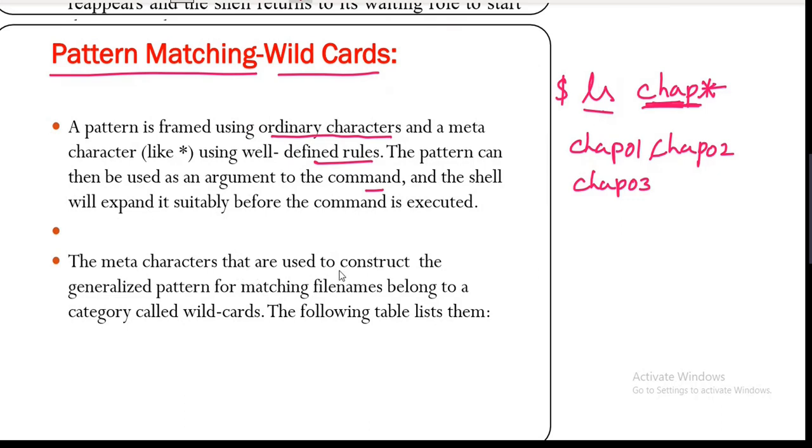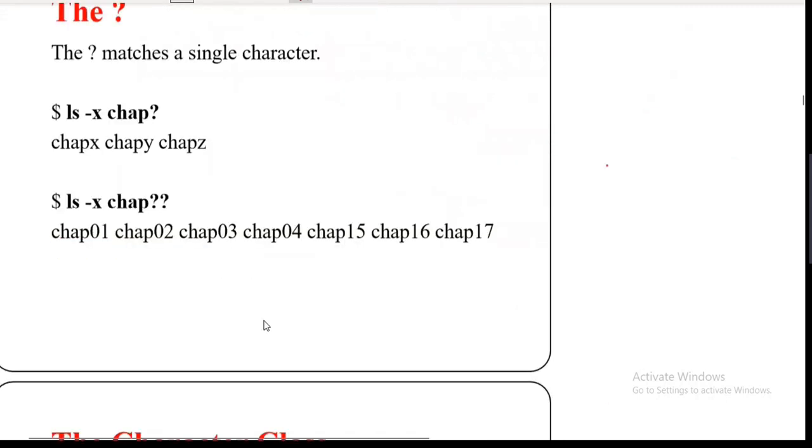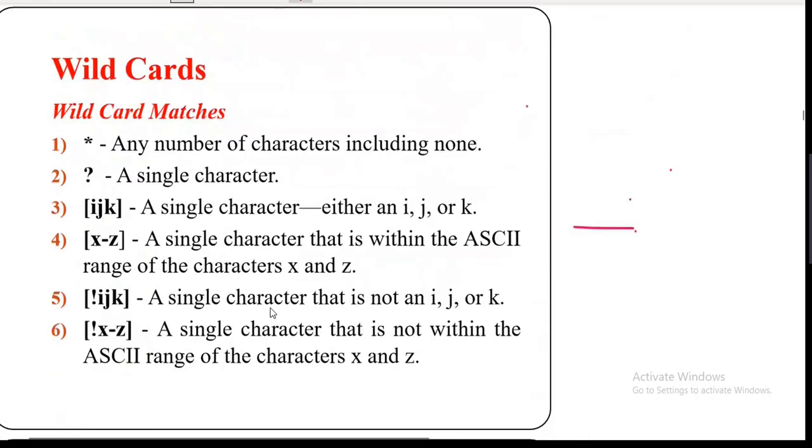The meta characters that are used to construct the generalized pattern for matching file names belong to the category called wildcards. So what are the different types of wildcards or pattern matching we can perform? For that we have a table. These are the wildcards. If possible, note them down. Here asterisk indicates any number of characters including none. So if you are not specifying anything, it is the same meaning.